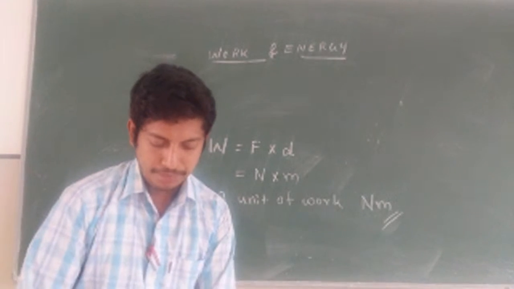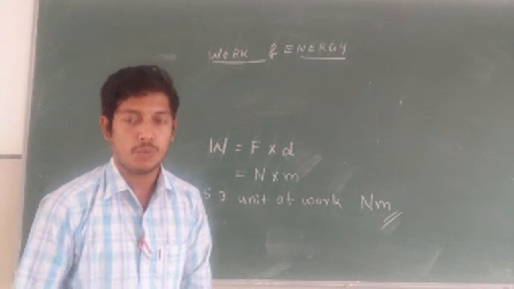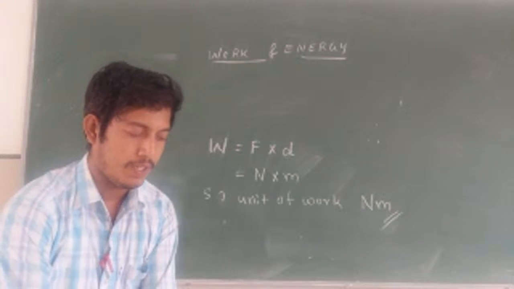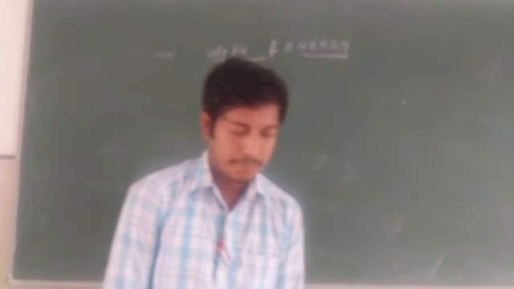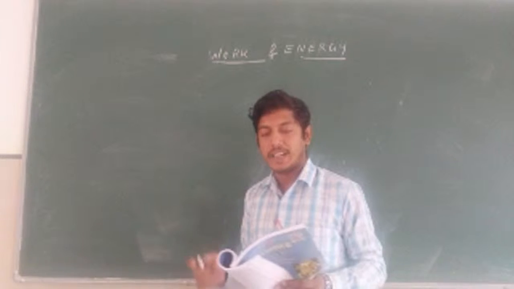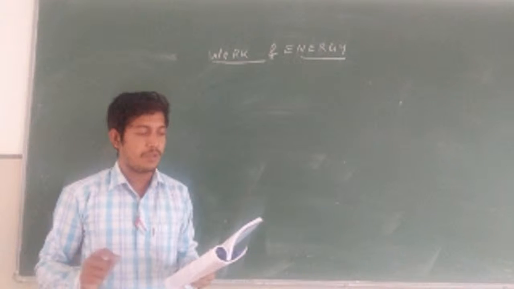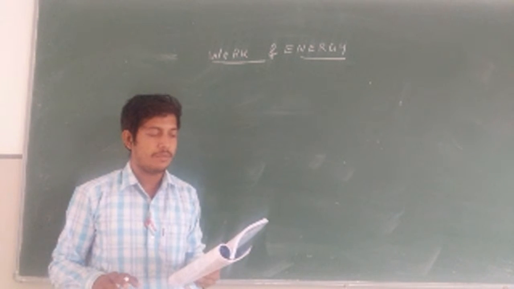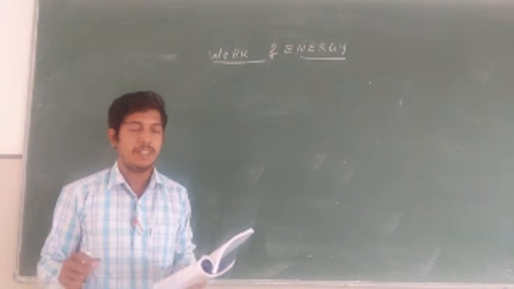Now in the textbook, one problem is given, that is example 11.1. We will solve that problem now. Just read that problem. A force of 5 Newton is acting on an object. The object is displaced by 2 meter in the direction of the force. We have to find out the work.